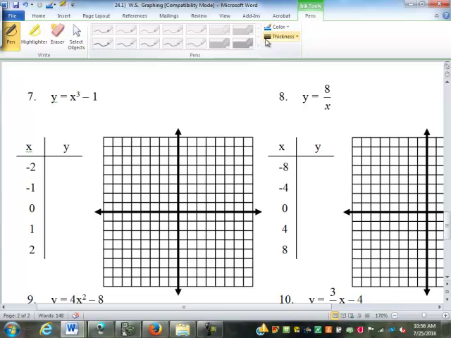Okay, so for the first one, we have -2, -9, which would be right down here, right? -1, -2, correct? So right here. 0, -1, which is right there. 1, 0, which is right there. And 2, 7, which is right there. So we get kind of that S shape like that. How many of you came up with that one? Okay, good.